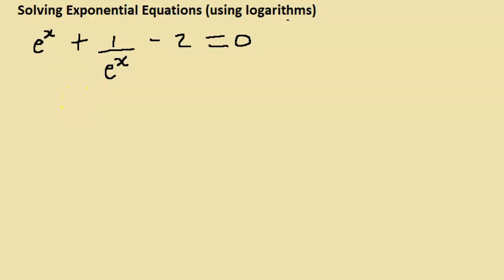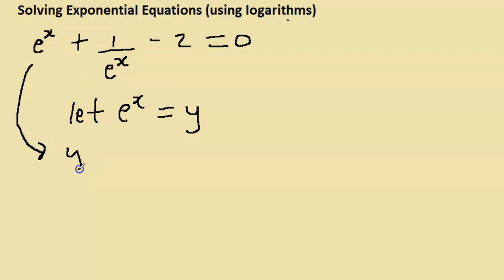So we use substitution, so we can let e to the x be equal to y. And then we substitute it into this equation here. So we replace e to the x with y, and therefore we end up with y plus 1 over y, minus 2, is equal to 0. Remember, we are replacing e to the x with y.